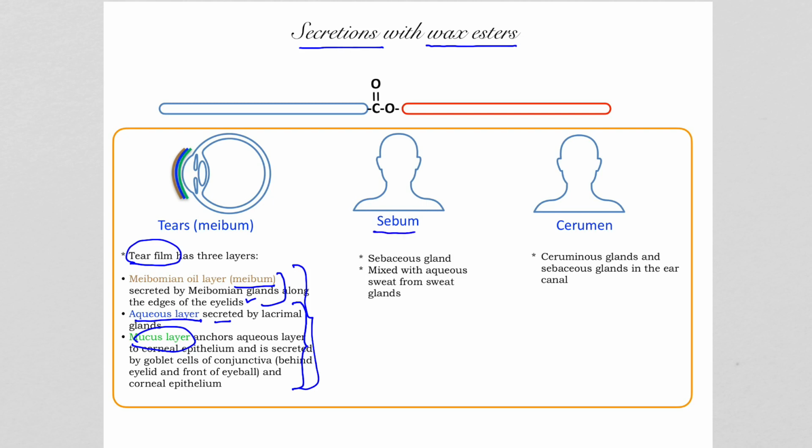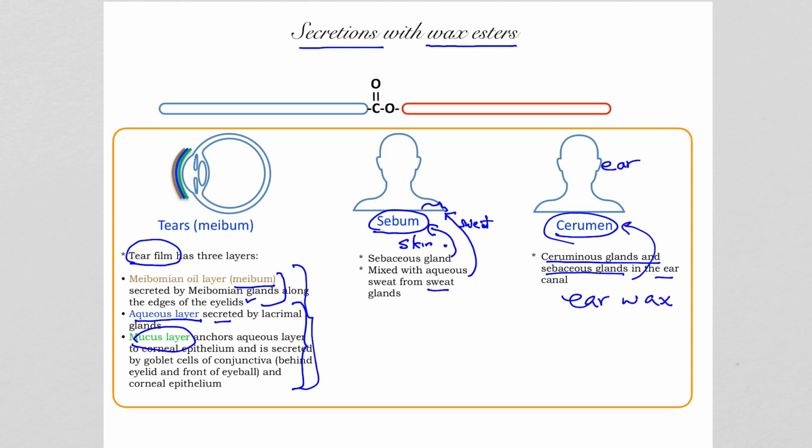Then wax esters are also found in the secretion from the skin called sebum, which is secreted by the sebaceous gland. And of course the skin has sweat glands that secrete sweat, which is water-based. So basically sebum and sweat mixes together and you have a combination of lipids and aqueous medium on the skin surface. And then the ear canal, glands called ceruminous glands, as well as sebaceous glands in the ear canal secrete earwax or cerumen. So wax esters are found as mixtures in various secretions.